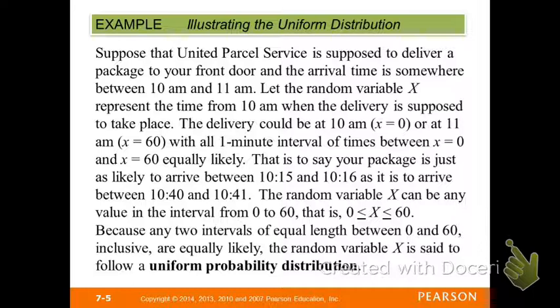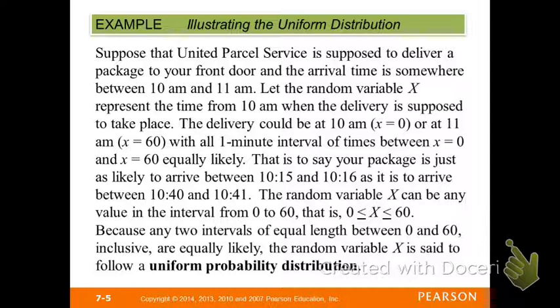Let the random variable x represent the time from 10 a.m. when the delivery is supposed to take place. The delivery could be at 10, which would mean x is 0, or at 11, which means x is 60, with every 1 minute interval of time between x equals 0 and 60 equally likely. That is to say, your package is just as equally likely to arrive between 10:15 and 10:16 as it is to arrive between 10:40 and 10:41.